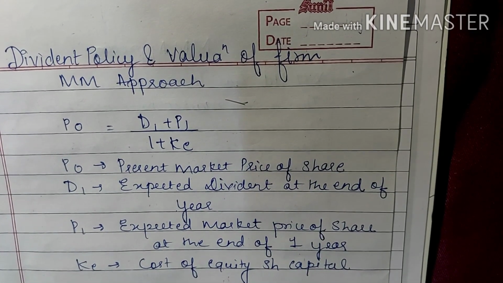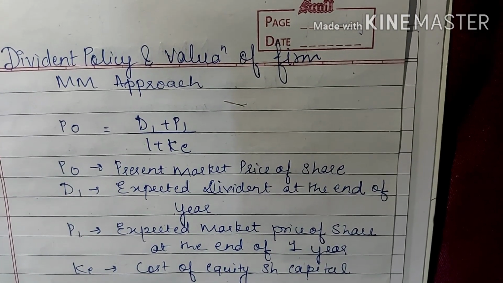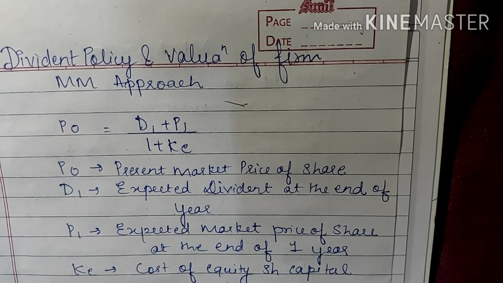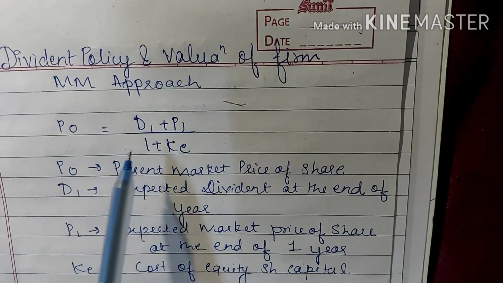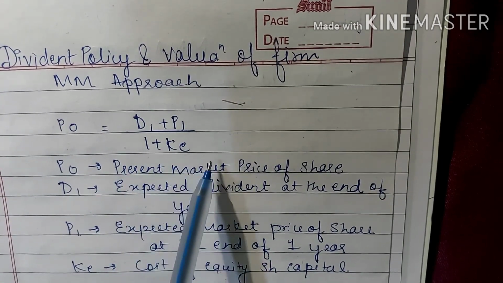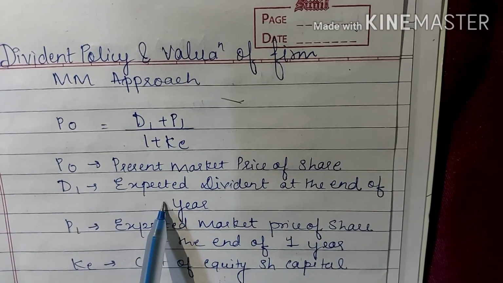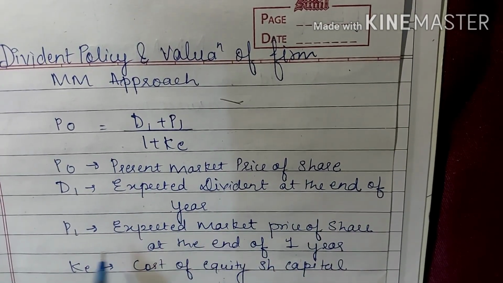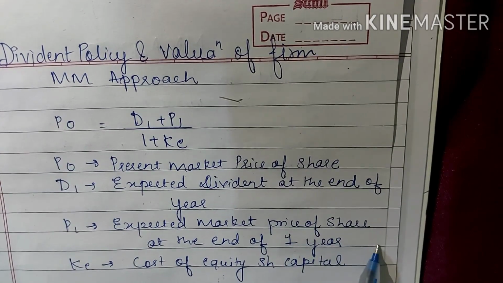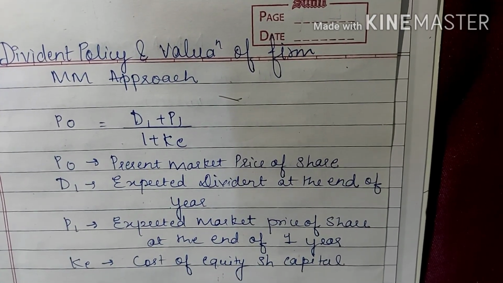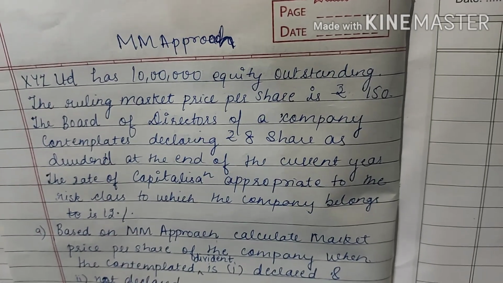So we were on the chapter Dividend Policy and Valuation of the Firm, and today's topic is the approach. The formula we're going to use here is P0 is equal to D1 plus P1 upon 1 plus KE. Here P0 is the present market price of share, D1 is the expected dividend at the end of the year, P1 is the expected market price of share at the end of 1 year, and KE is the cost of equity share capital. So let's start the question.